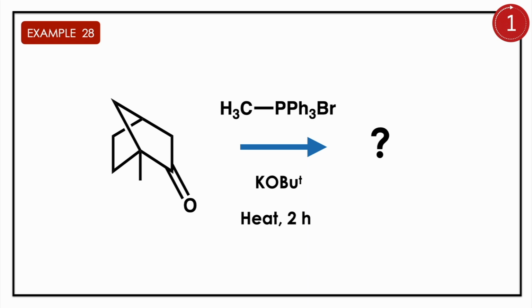Then the next reaction. Here you have a carbonyl system with a ketone. You are using a phosphonium salt with a base and heating for 2 hours. You should find what the final product will be.